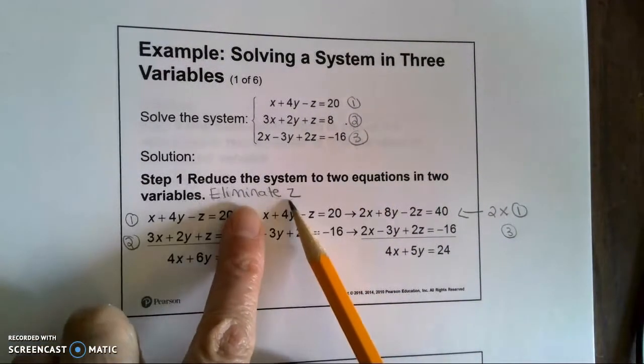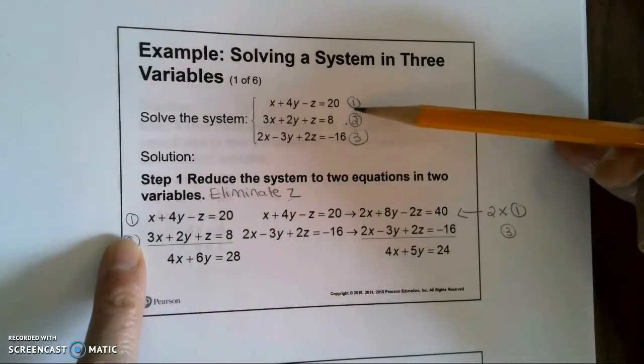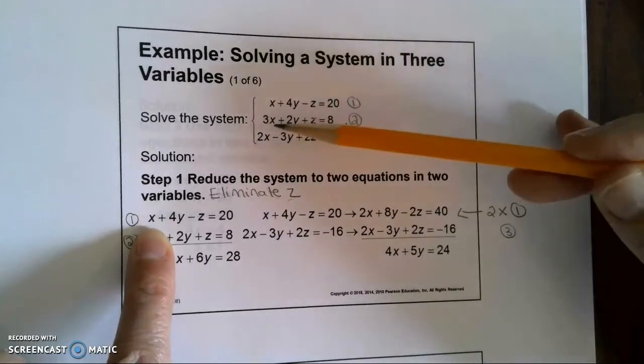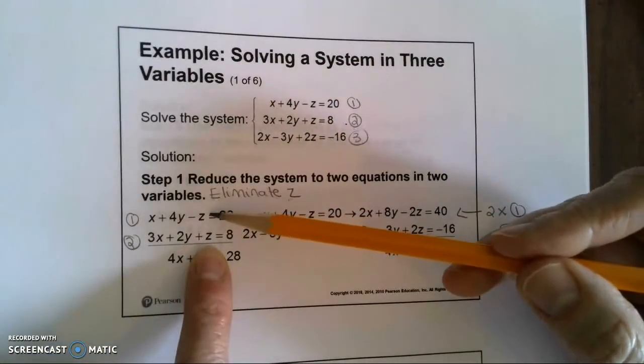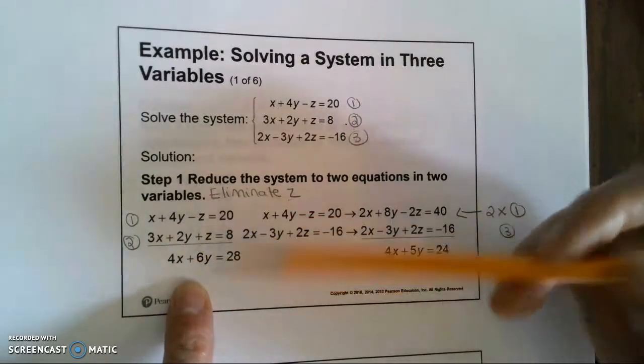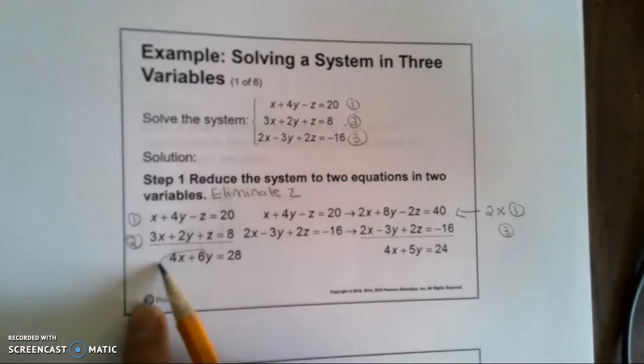So they eliminated z twice. The first time they did it was with equations 1 and 2. If you look, they rewrote equation 1 and equation 2 right here, and the reason is that these are already opposites. So they went ahead and added them together, and they got this equation.